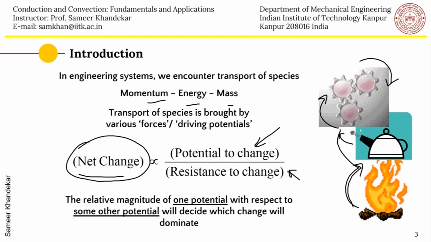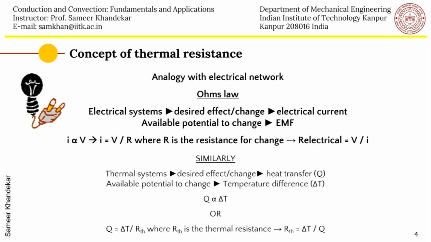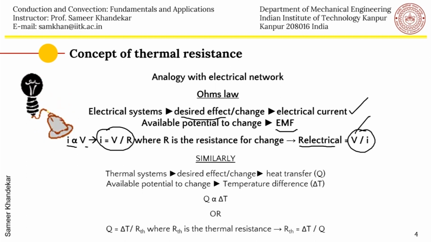So now, let's take an example of electrical energy. In electrical energy, the desired change is the electric current. We want to move the electrons from location A to location B, and there is a potential difference which is available in the form of electromotive force, which is the available potential or the voltage. So we write that the net change is proportional to the potential to change, and of course in the denominator will come the resistance, and this is what we call the electrical resistance, which we write as the potential to change divided by the desired change. So this is R electrical is equal to V upon I.